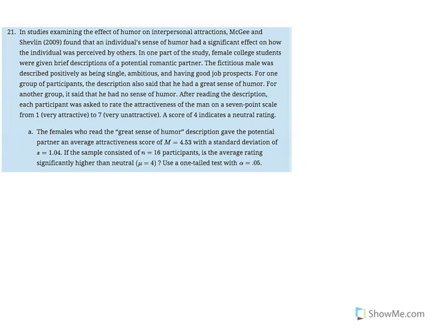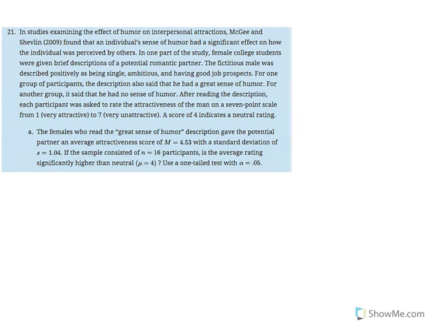After reading the description, each participant was asked to rate the attractiveness of the man on a 7-point scale from 1, very attractive, to 7, very unattractive. A score of 4 indicates a neutral rating. It should be clarified, I believe this is a typo in the text, where very attractive would actually be the higher value of 7.